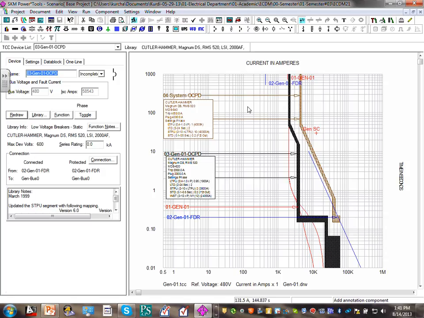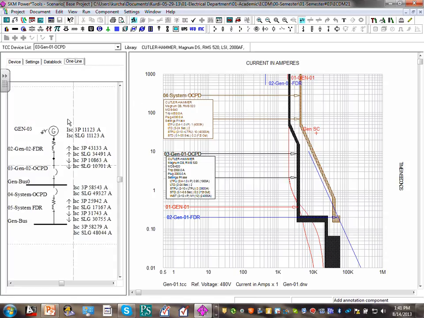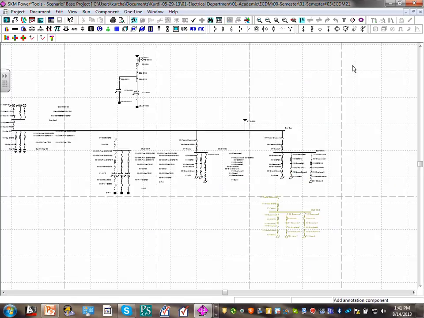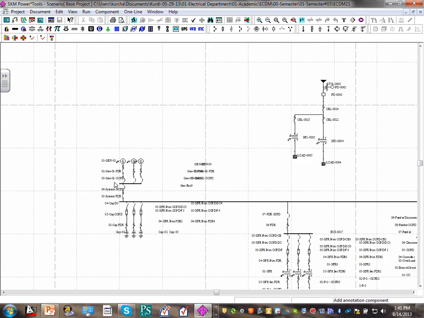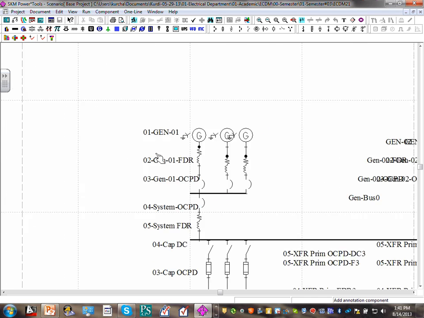So what I did is, I don't know if you see the one-line diagram here. Here's my one-line diagram. Let me show you the package that I gave first. Here's the system that I decided to use, and these are all hypothetical systems.